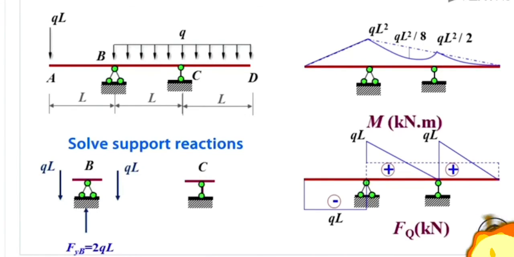Take the support C as a free body. For the left side of section C, its shear force is equal to 0, according to the shear force diagram. For the right side of section C, its shear force is positive QL, so that's downward QL. Then we obtain that FYC is upward QL.